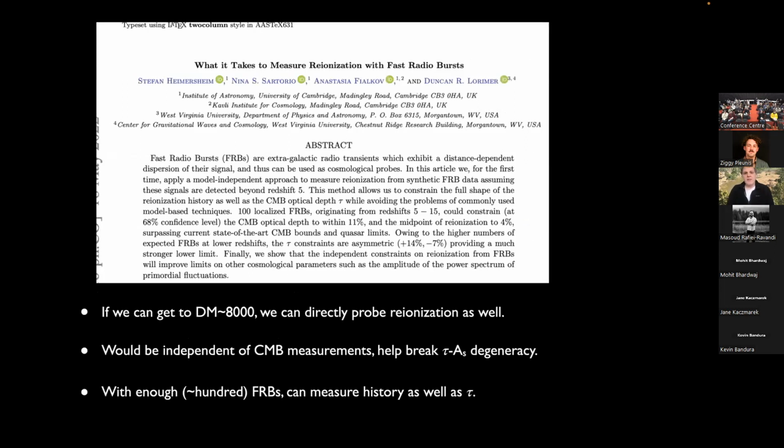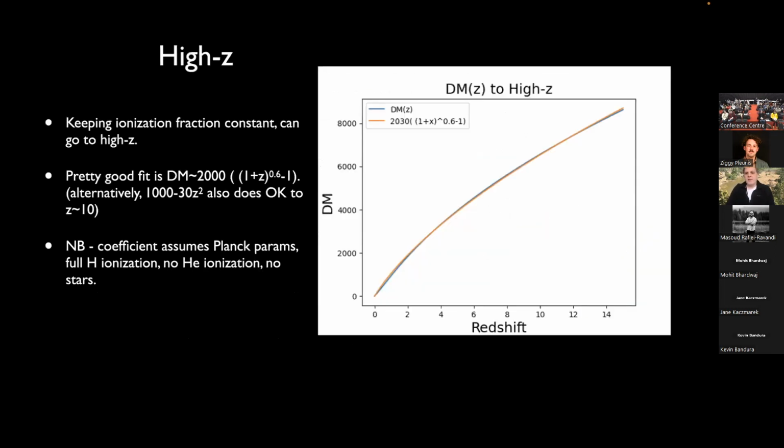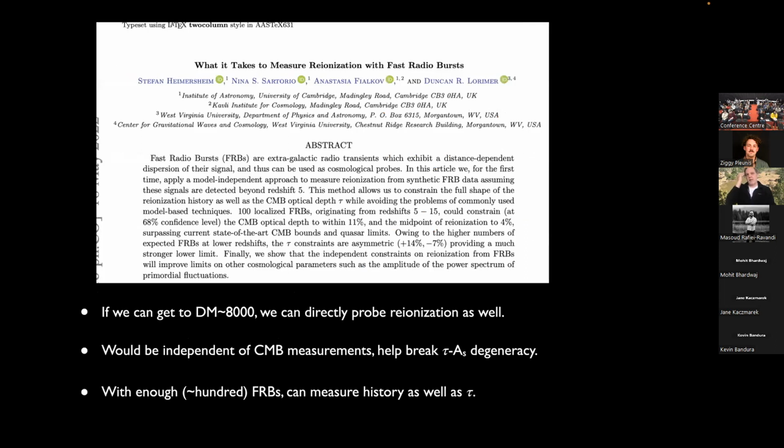And you can go even to higher redshift. If you go back here, you start saying we're looking at FRBs at DMs of 6 to 8,000. Now, if that's a cosmological DM, then we're starting to probe ionization. And we can directly measure that. So here's a nice paper updating limits on this. And if you have sort of order 100 FRBs from redshift 5 to 15 with localizations and redshifts, then you can actually measure the optical depth of reionization and the reionization history pretty well at a level that improves CMB measurements.